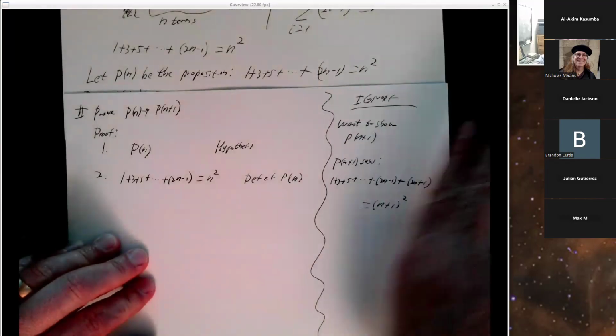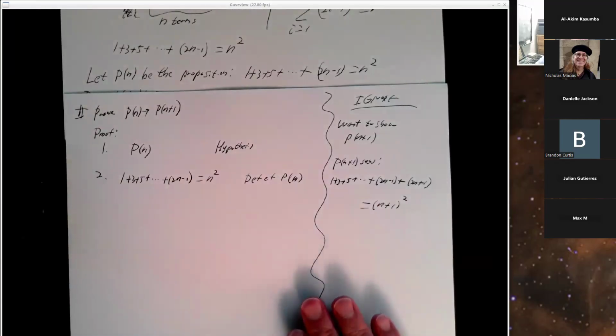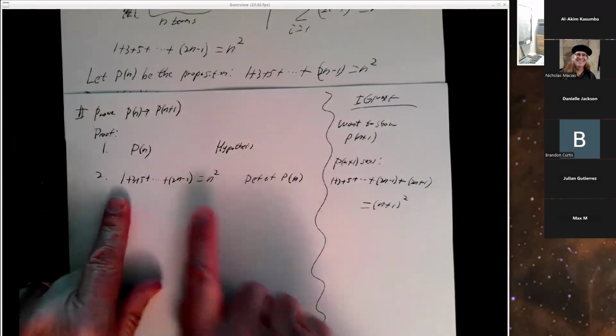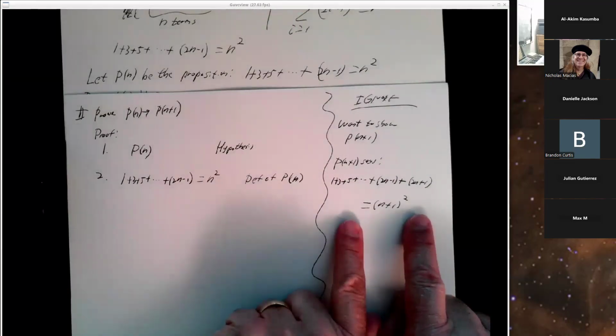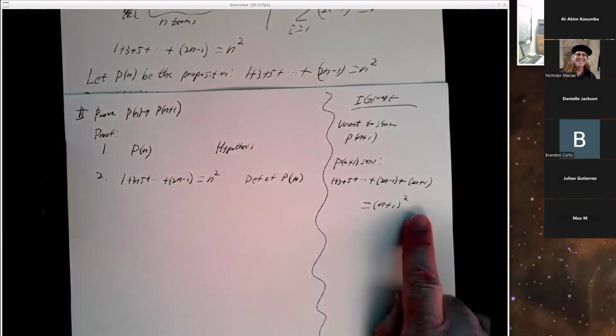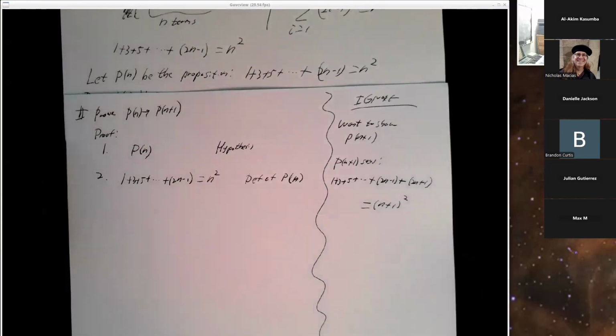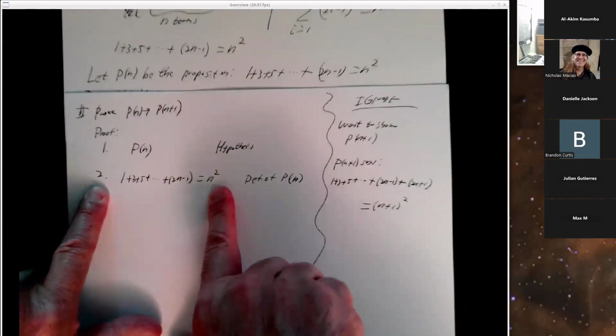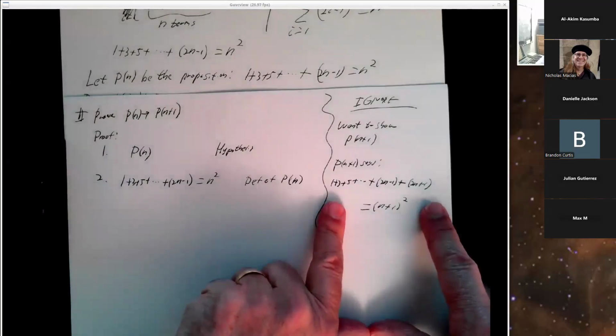So I put it over here in this sort of thinking out loud area. And now I ask myself, I know this. What can I do to get to this? So any ideas what I can do to what I've got that might move me towards what I'm after?